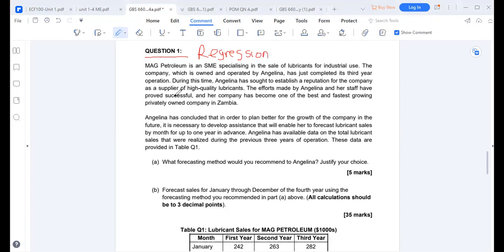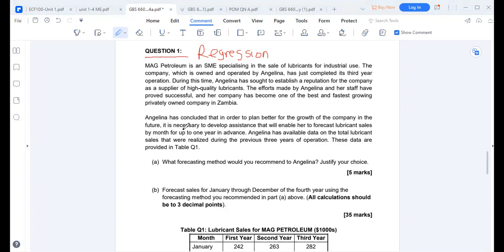Okay, so the Mag Petroleum is a SME specializing in the sale of lubricants for industrial use. The company, which is owned and operated by Angelina, has just completed its 3rd year of operation. During this time, Angelina has sought to establish a reputation for the company in the supply of high quality lubricant. The efforts made by Angelina and her staff have been successful, and the company has become one of the best and the fastest growing privately owned companies in Zambia.